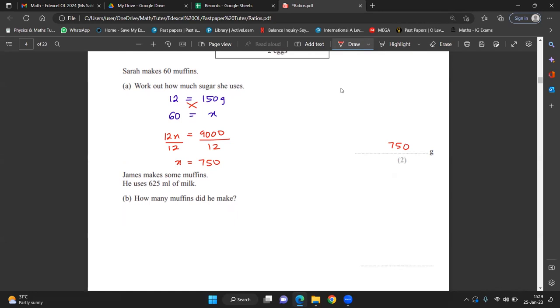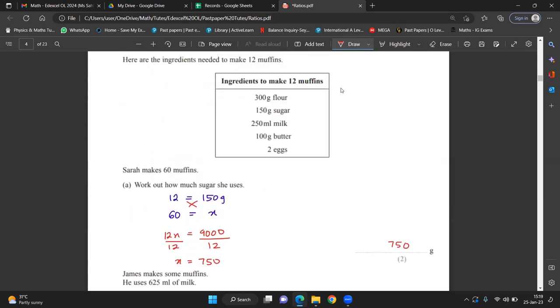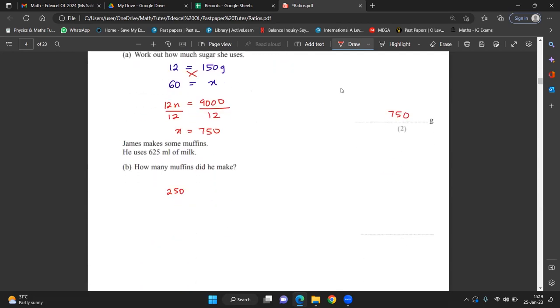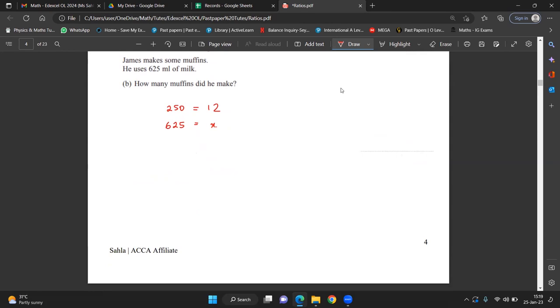James makes some muffins. He uses 625 milliliters of milk. How many muffins did he make? No. So I'm talking about the milk here. So we know 250 milliliters is for 12 muffins. 625 milliliters will be for x. Do cross multiplication. 250x equals 7,500. x equals 30. Who got this?